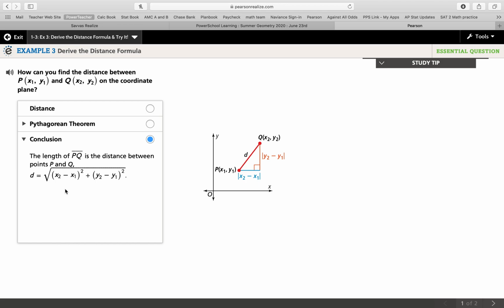Now d is a distance, so it's always going to be positive, which is why you don't have two solutions here. You only have one. So this is the distance between 2 points.